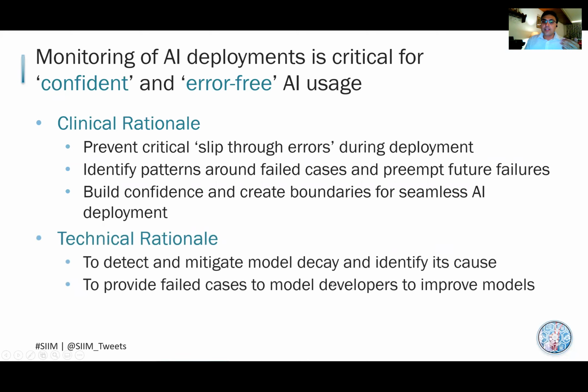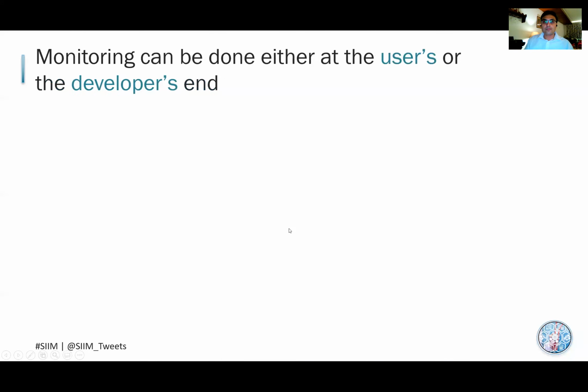Secondly, is the technical rationale. This is to detect and mitigate model decay and identify its cause. Again, you may have a model performing to a certain degree, running in a hospital, and then after some time there might be a decay in model performance. And by monitoring, you can identify that cause and rectify it. And also, and maybe most importantly, monitoring enables you to provide failed cases, cases that are false positives or false negatives, to model developers to in turn help them improve models. So essentially provide feedback on models.